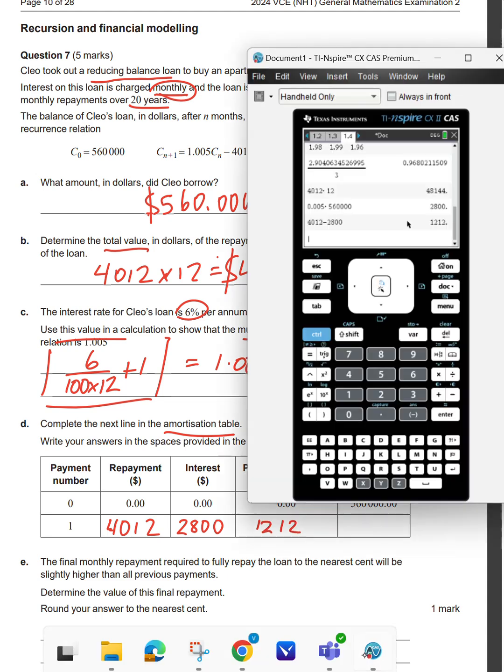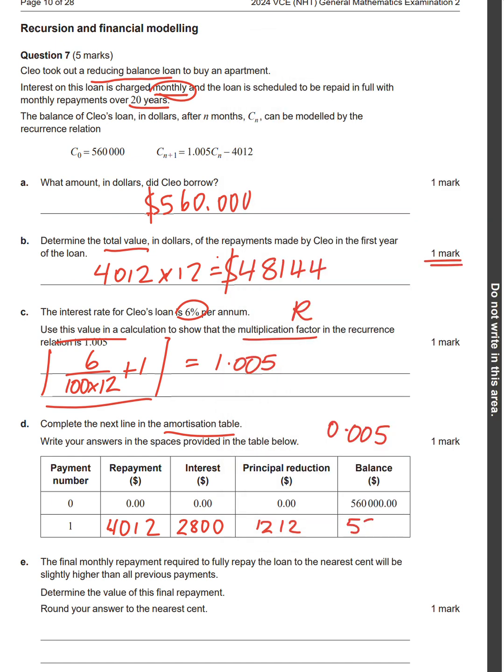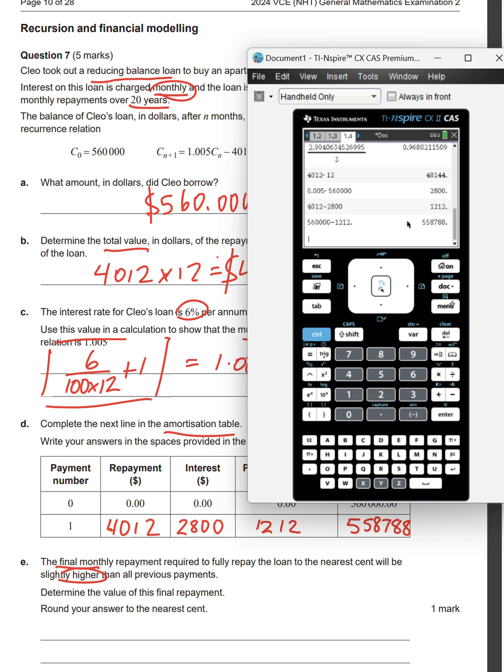And so then I need to calculate my new balance. Okay, so we've got 558,788. All right, the final monthly payment will be higher than the previous payments. To determine the value of the final payment, we can only do this using Finance Solver.